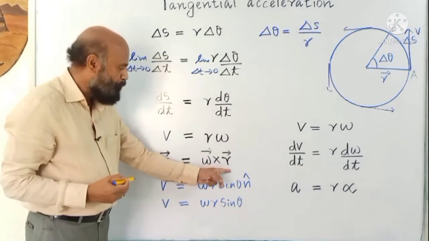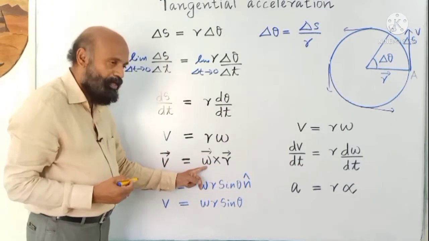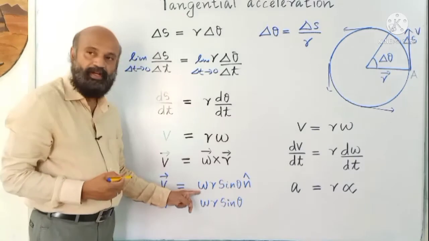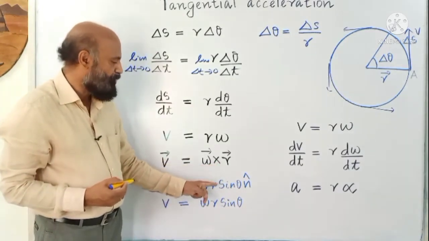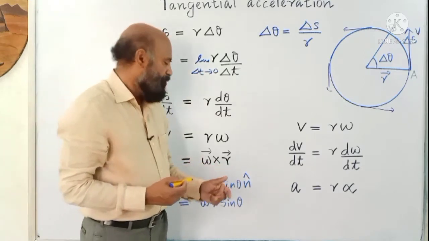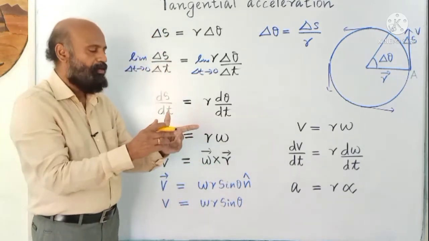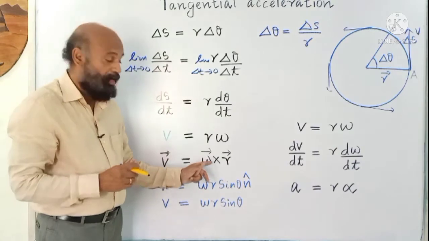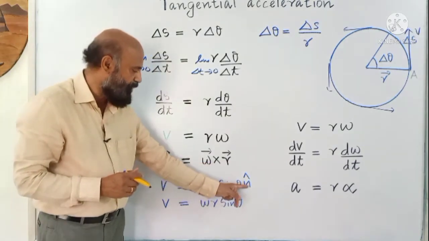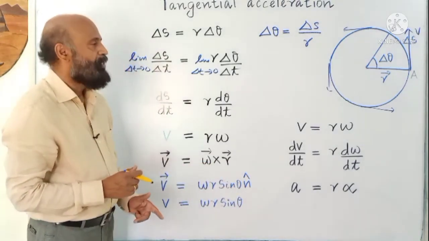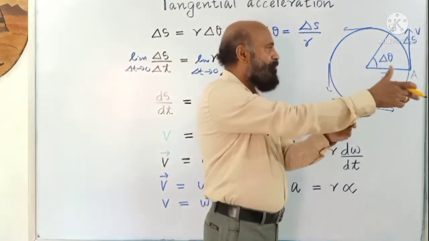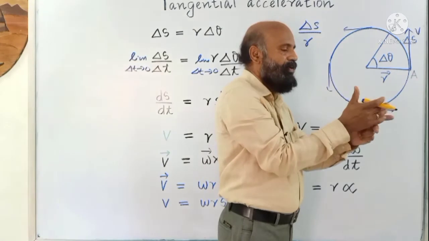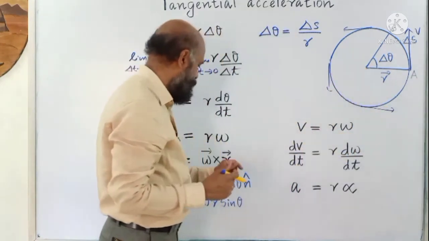Then the cross product of two vectors, you can write like that. The modulus of the omega vector is omega, the modulus of the R vector is R, and the angle between them is theta, so sine theta, then n cap. The n cap is to show the direction. So it is perpendicular to both. This is the omega vector, this is the R vector, and n cap is perpendicular to both.